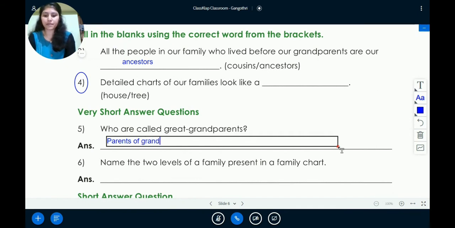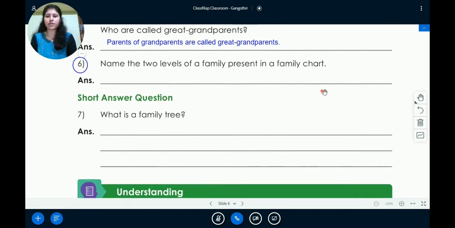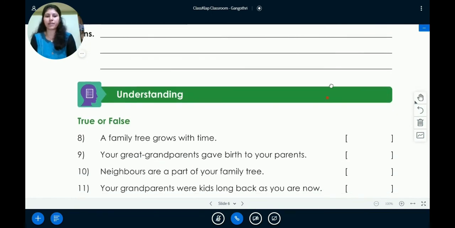Parents of grandparents are called great grandparents. Very good. And now the sixth short answer question will be for homework. And the seventh question would also be for homework. Let us solve a few more questions from the understanding part.